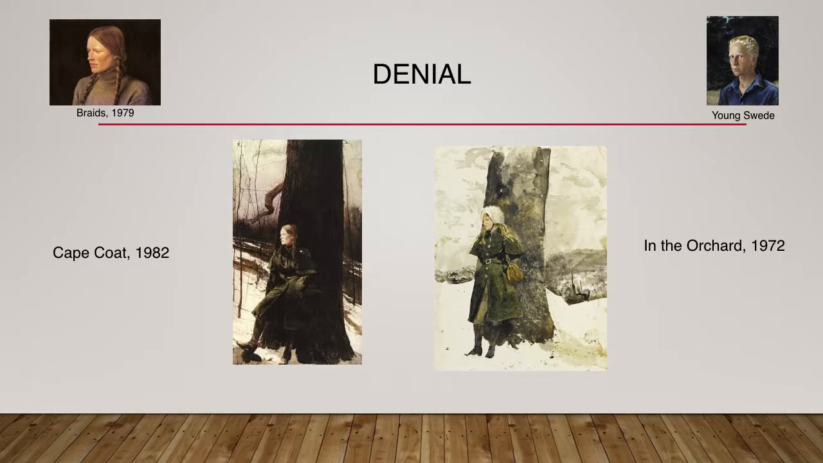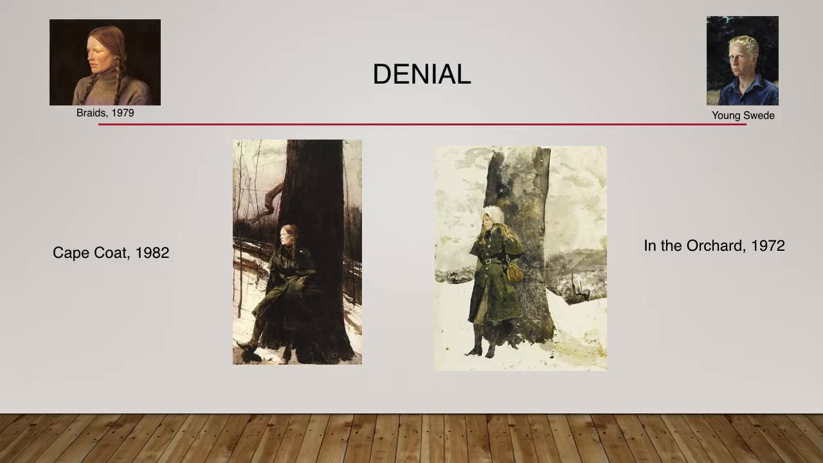Wyeth's painting on the left, titled Capecoat, is similar to his painting on the right, titled In the Orchard. In each case, the subject is planted behind or up against a tree. This is common in numerous other paintings of his model Helga. As the viewer looks upon the subject, one notices the positioning of her body turned away from the viewer and with very little expression on her face.